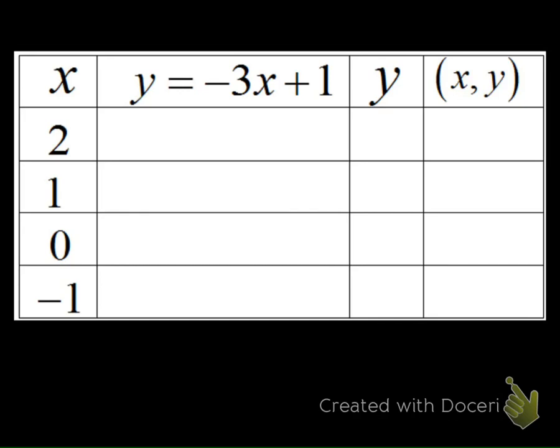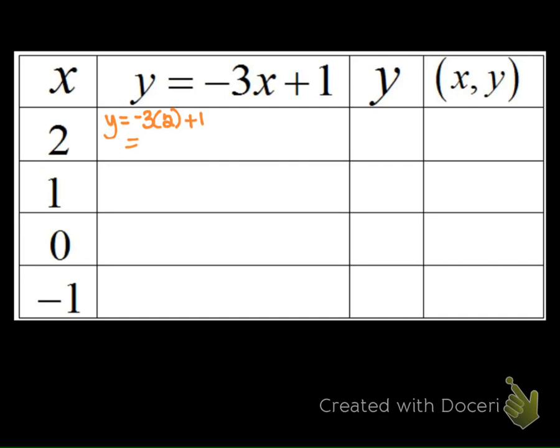The first thing I want to identify when I look at this function table is that this time it's just y equals. So I don't have to worry about writing the function of x. I can just write down y equals -3 times x plus 1. What am I going to substitute for my x this first time? 2. So I'm going to put y equals -3 parentheses 2, because it's times 2, plus 1. And then I just solve.